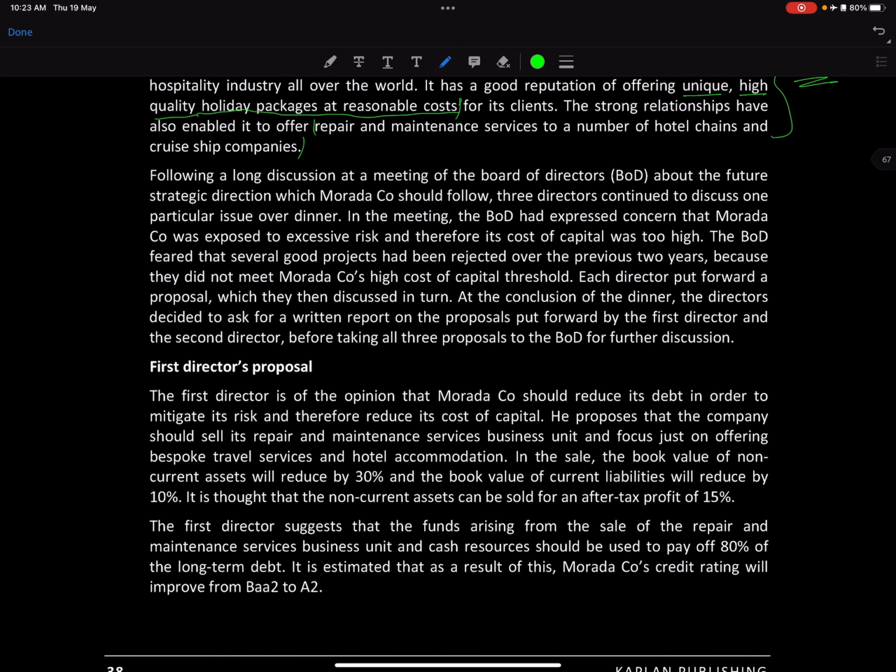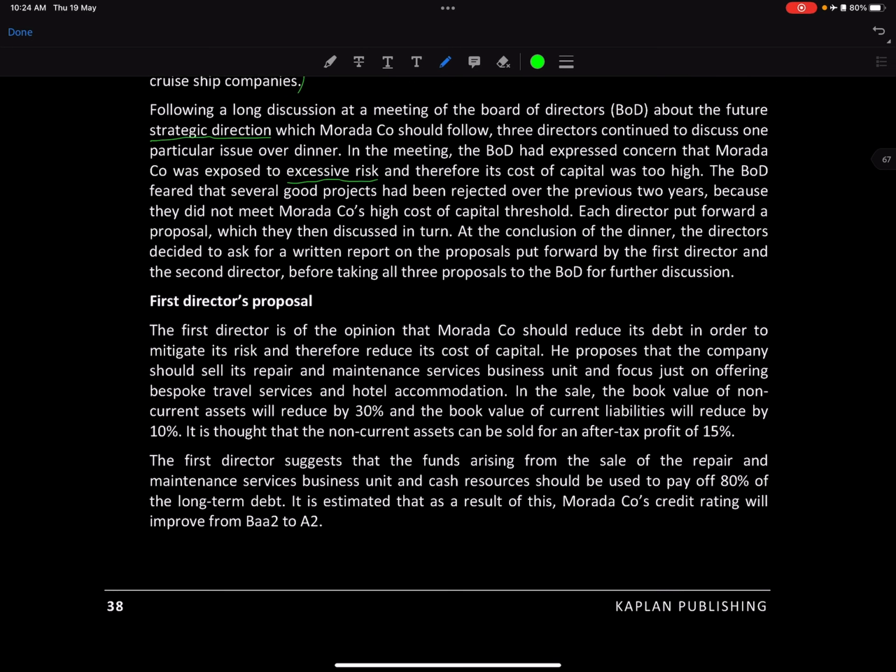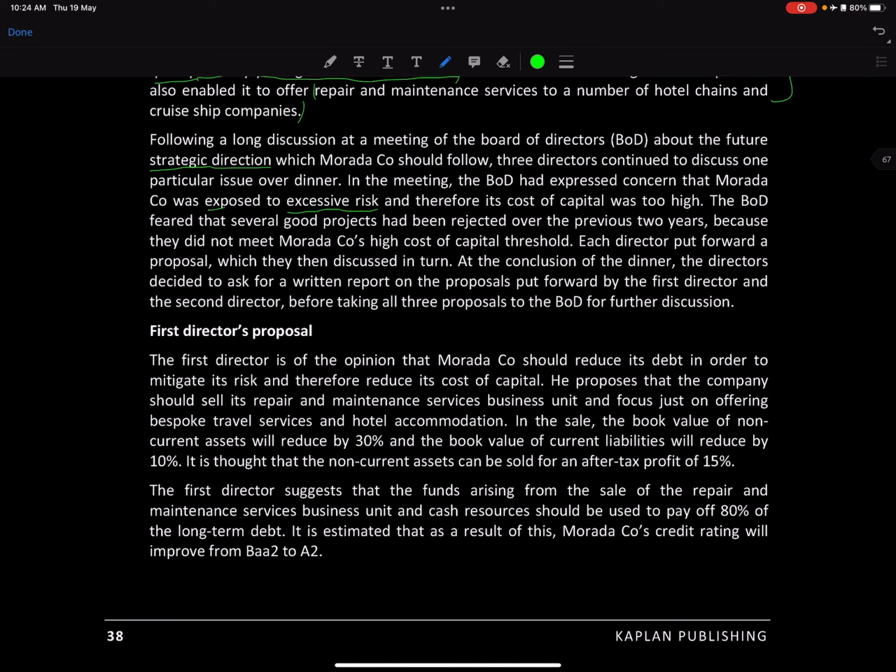Okay, so following a long discussion at a meeting of the BOD about the future strategic decision which Morada company should follow, three directors continue to discuss one particular issue over dinner. Okay, so one particular issue in the meeting, the BOD had expressed concern that Morada was exposed to excessive risks. Right? So it's taking a lot of risks.